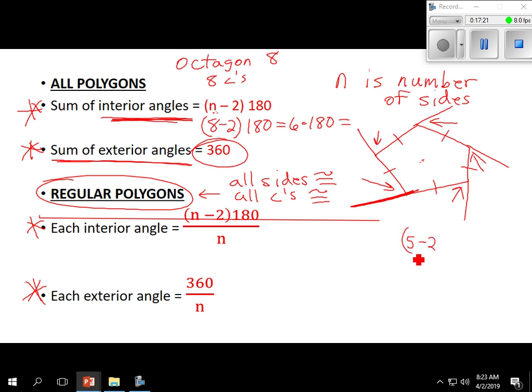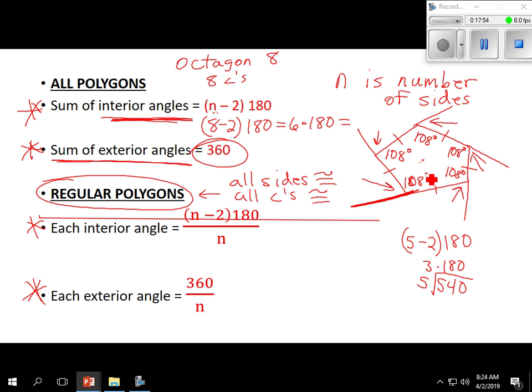So 5 minus 2 times 180, that gives us 3 times 180, which is 540. That means all these interior angles add up to 540. Well, if they're all the same, all we got to do to find each one is divide by 5. And on any regular pentagon, each interior angle is always 108 degrees. So if you see a pentagon that's regular anywhere in the world, all those angles are 108 degrees.